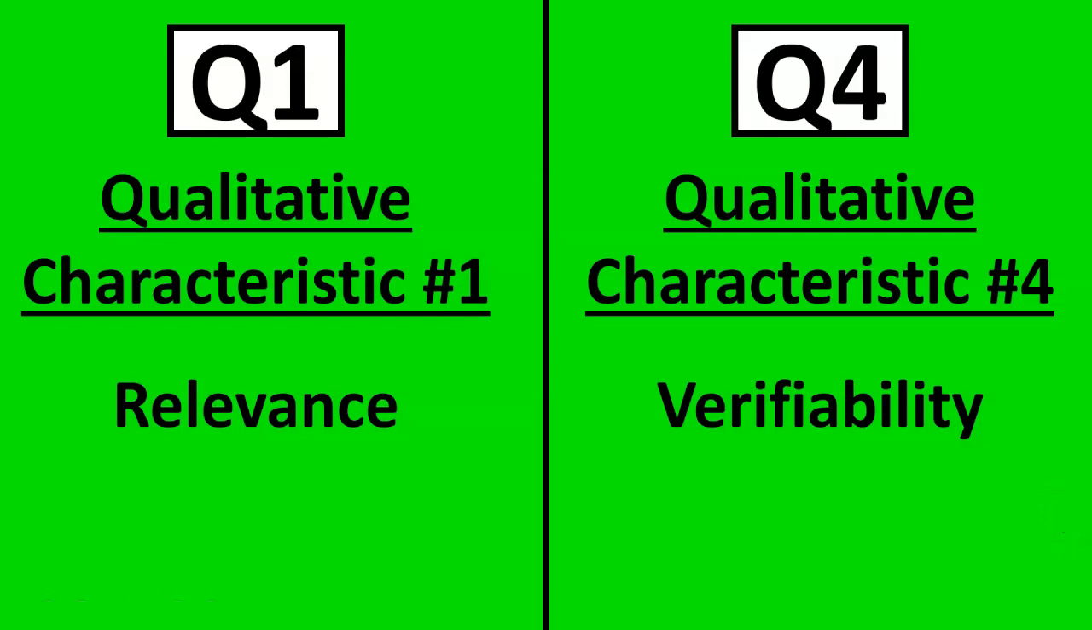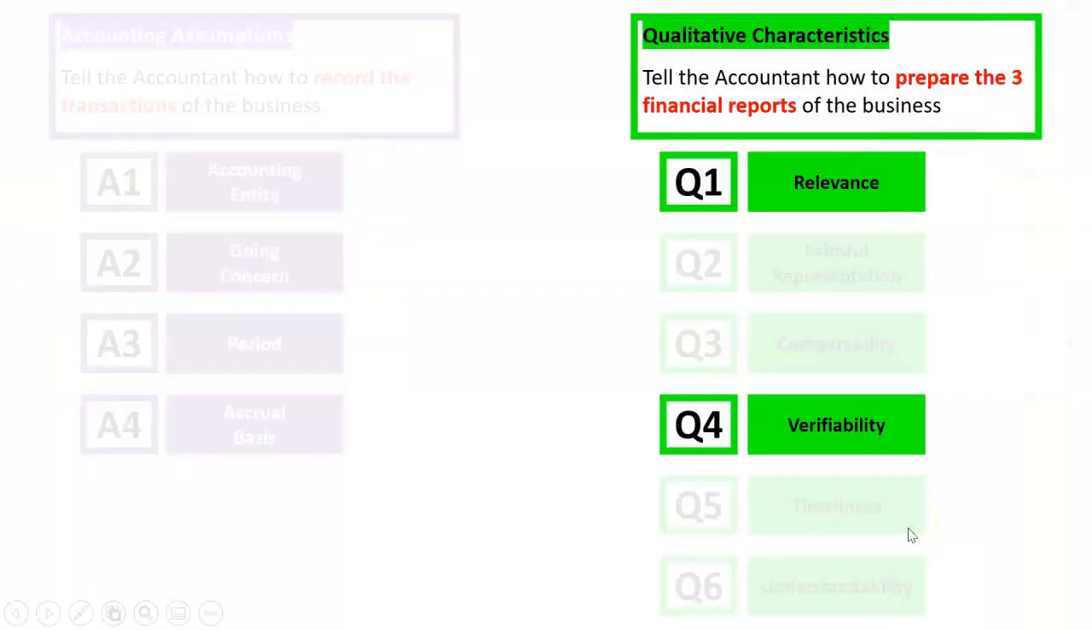Now we know all the qualitative characteristics, we're going to look at a big trade-off or contradiction between two in particular. So the first qualitative characteristic was relevance, and the fourth one was verifiability. And look, there's others that sort of support each other. So for example, accounting entity in accounting assumptions helps support relevance, but these two are kind of in contradiction. How so? Well, let's look at them.